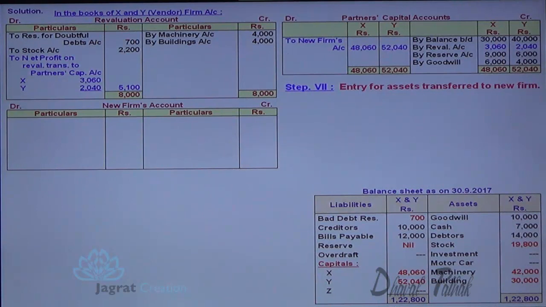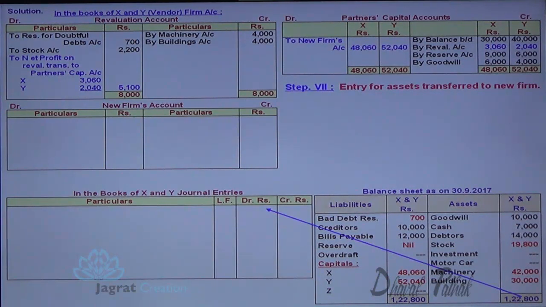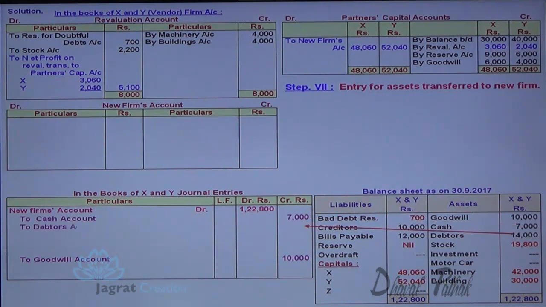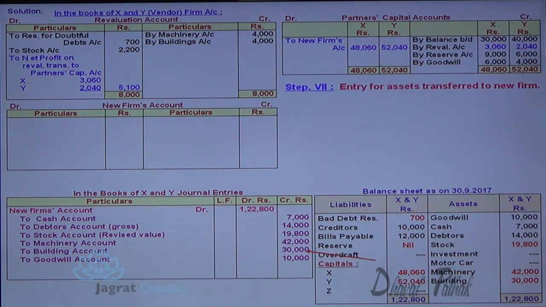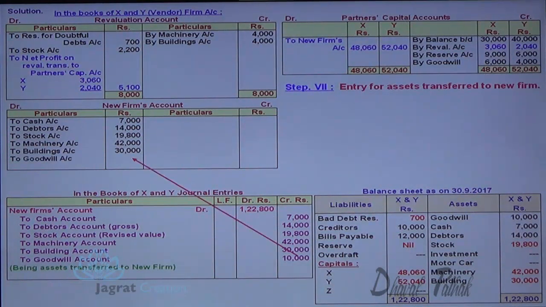So entry for assets transfer to the new firm. New firm account debit to goodwill, to cash, to debtors, to stock, to machinery, to building. New firm account is debited with the assets given to the new firm. New firm is the receiver, debit the receiver. So new firm account is debited, all assets accounts are credited.